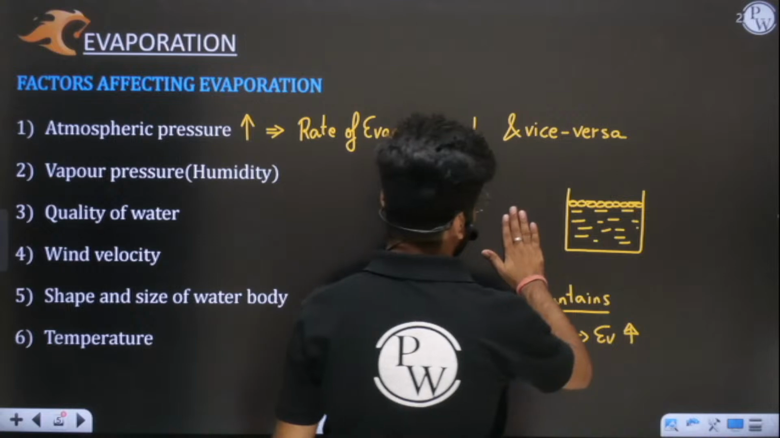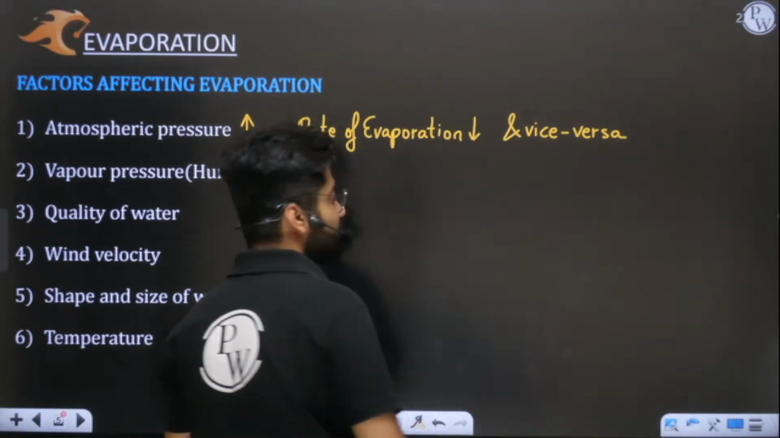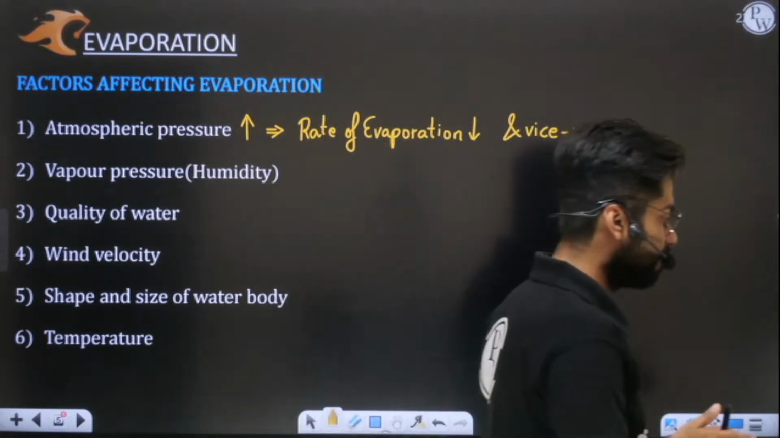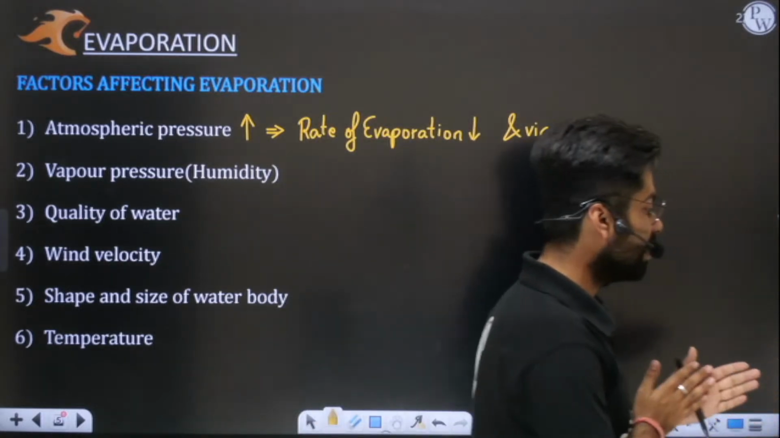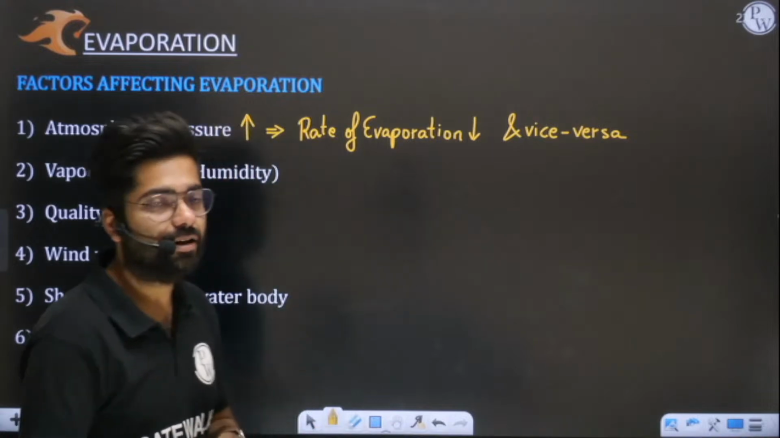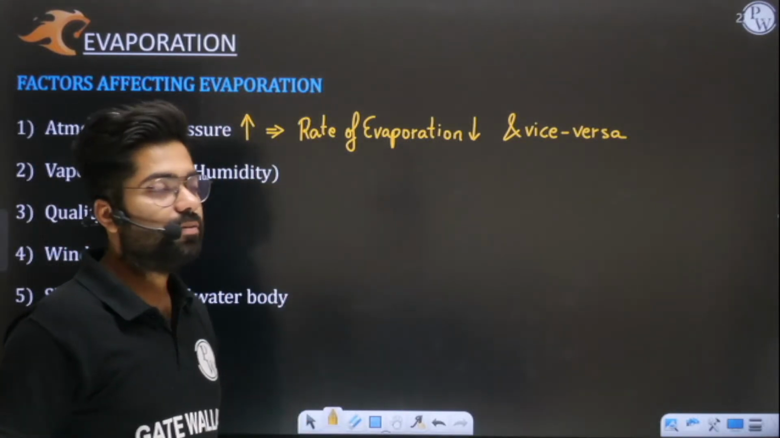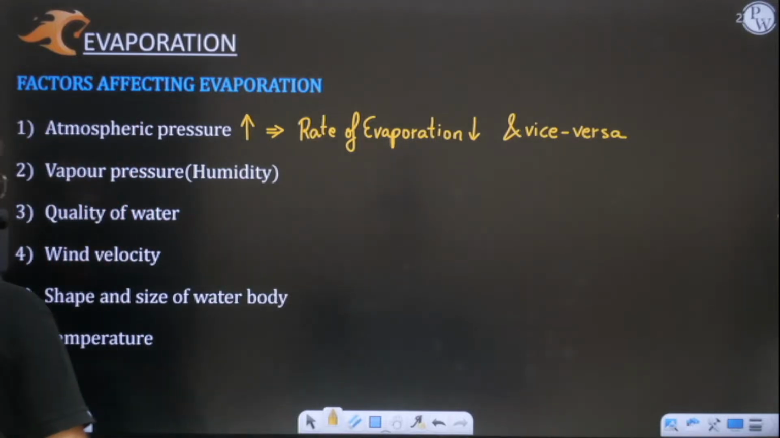So in mountainous regions, since atmospheric pressure decreases, evaporation will increase there. I hope this is clear to you. I hope the first factor is very, very clear to you. Now we'll move on to the second factor.